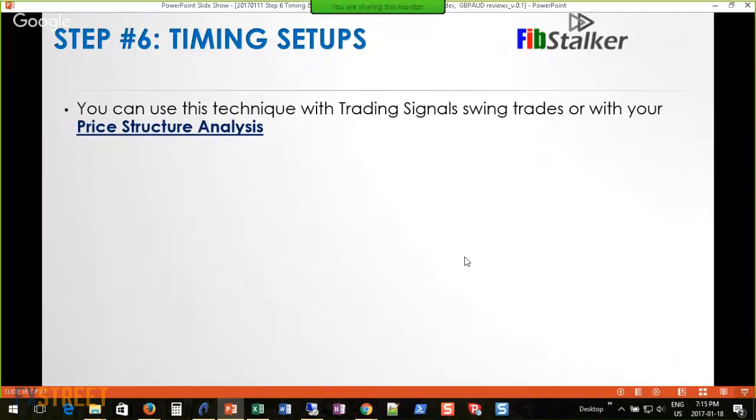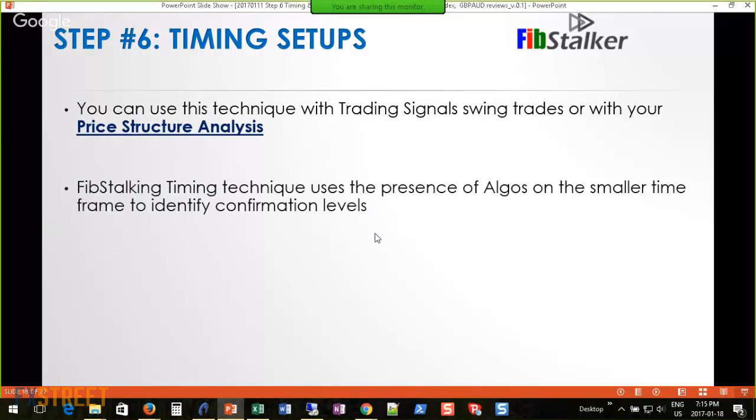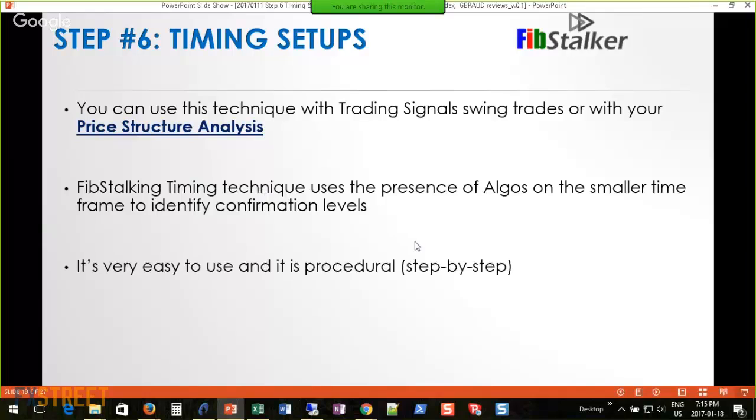You can use this technique with trading signals, swing trades, or with your own price structure analysis. If you perform analysis and identify an area of potential support or resistance, which are also areas where algos and smart money come in, then you can use the FibStalking timing technique with that. The way I use it is to identify the presence of algorithms on a smaller time frame, so that I can use that to identify a confirmation level to enter trades.